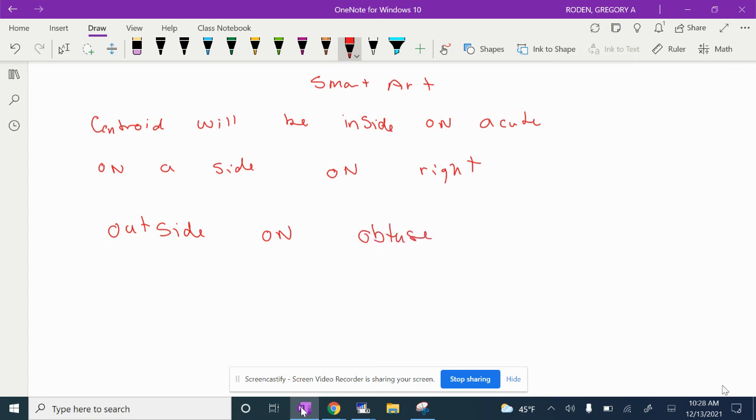Okay. Now, ladies and gentlemen, if you remember, and it's been a while since we talked about this, with the circumcenter of a triangle, if the triangle was an acute triangle, the circumcenter happened inside the triangle. Remember that? If the triangle was a right triangle, the circumcenter always happened on the triangle, right? And if the triangle was an obtuse triangle, the circumcenter happened on the outside. And what Smart Art is saying is that same rule will be true with centroids. Did Smart Art get it right?